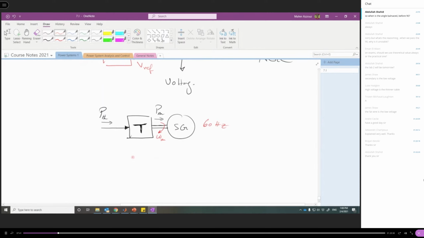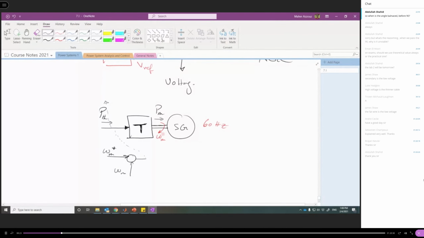Okay? So the governor basically compares the measured mechanical speed to the reference mechanical speed, and then it regulates the input power. Okay, so this is basically how the governor works. It basically maintains constant speed for the machine.